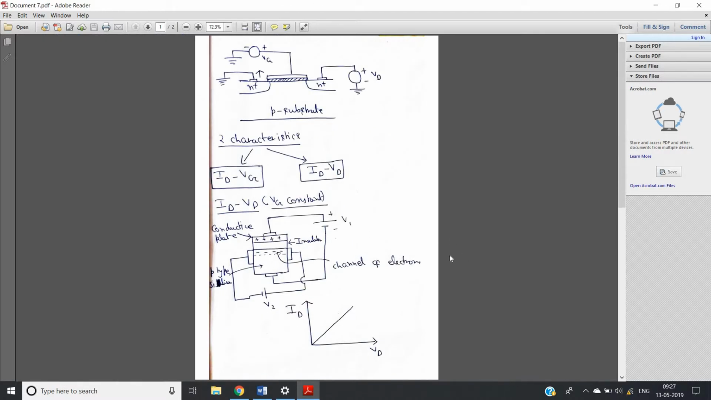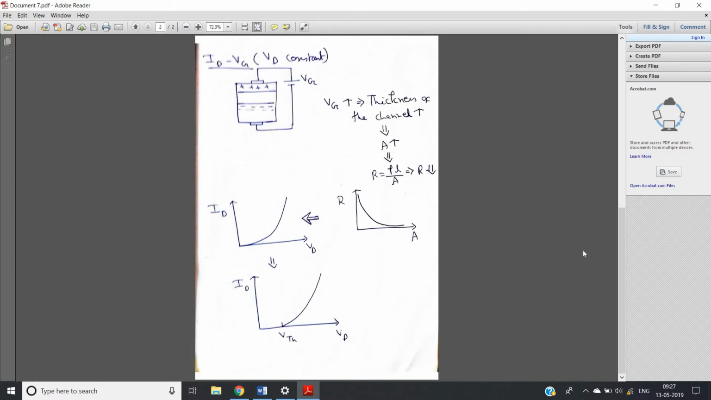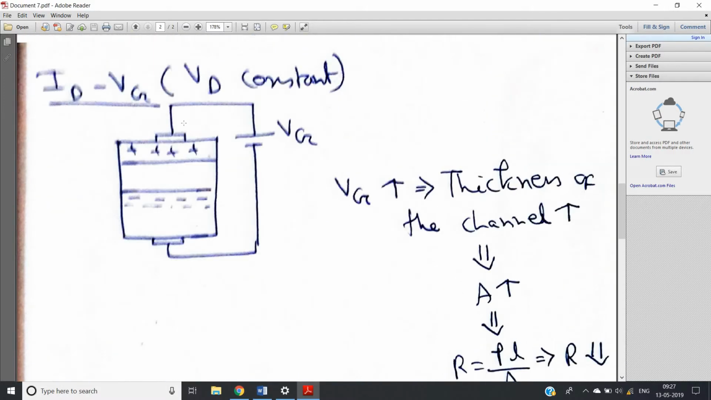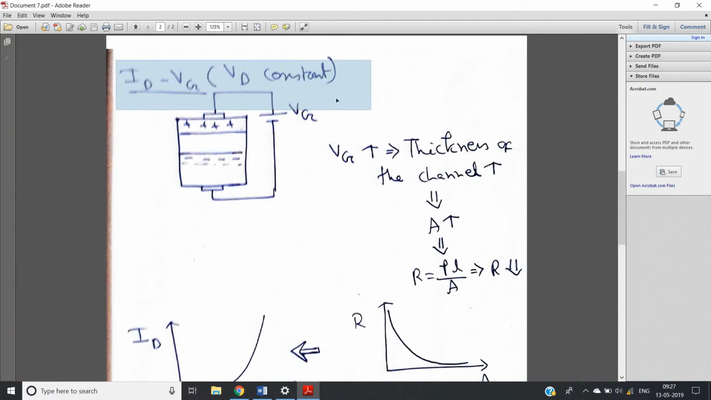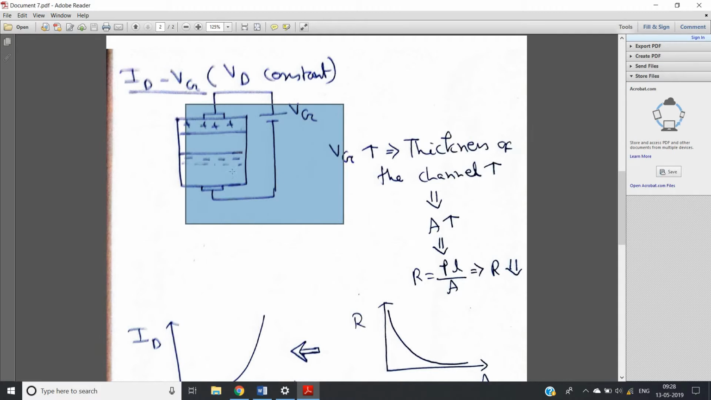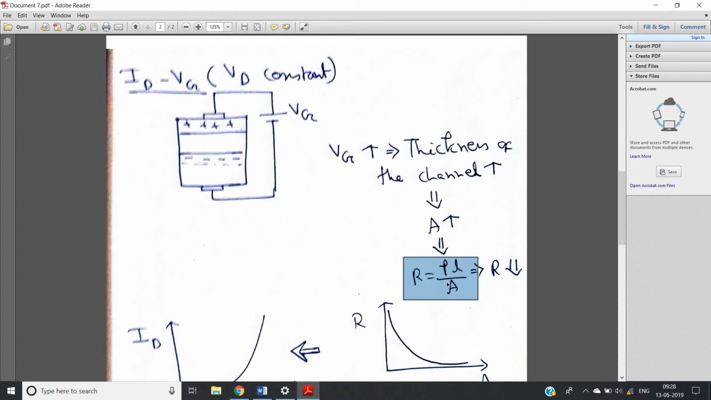And how does the resistance depend on area, just have a recap. See here I have written the same thing, that is ID versus VG keeping VD constant. So that graph we have to consider like this. So if VG increases, the thickness of the channel or the accumulation of electrons just below the insulator layer in the p-type silicon will increase. That will increase the overall area of the resistor. That is, if VG increases, thickness of the channel increases, that is in terms of area it will increase. And you know from the basic concept of physics, R is equal to rho L by A. So if A increases, R will decrease.